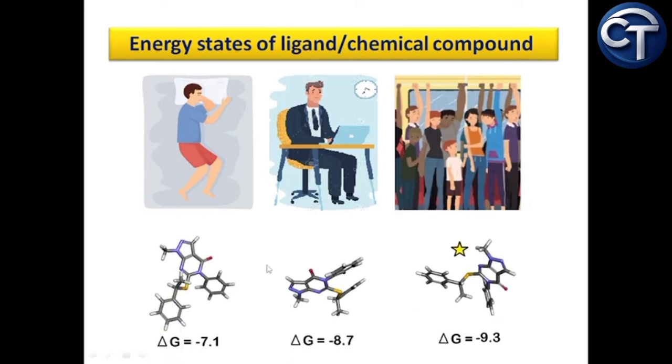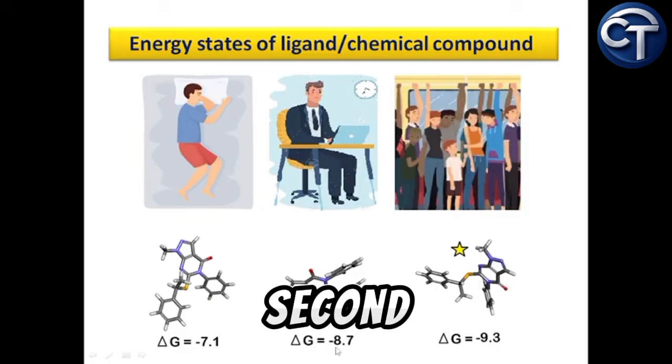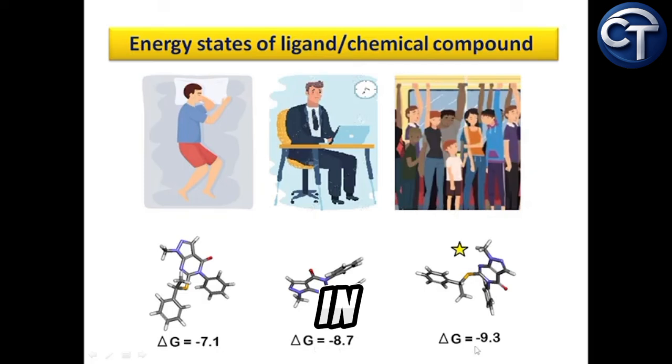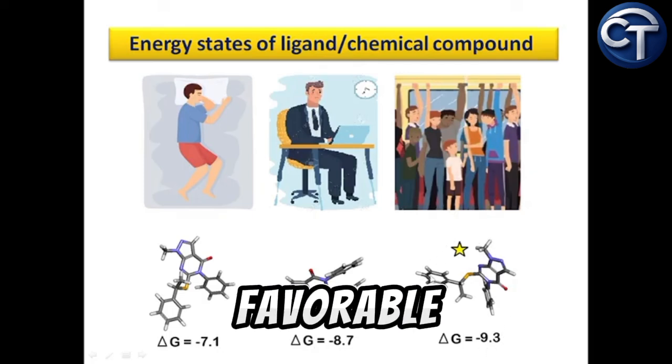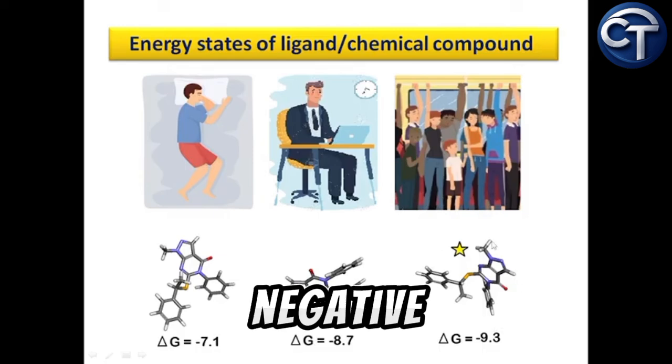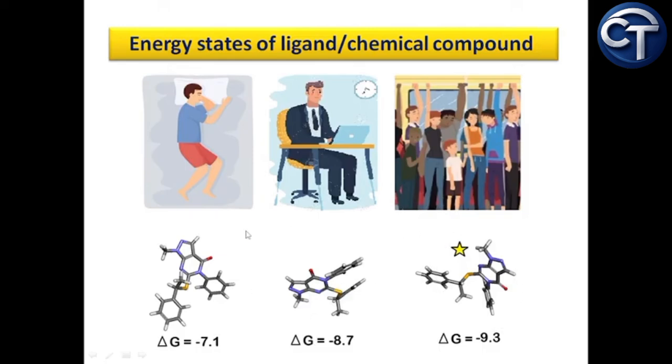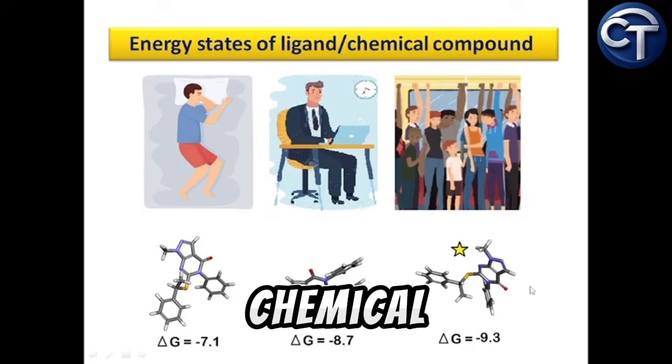You can see it is a ligand molecule, same molecule, but it has attained different poses. In the first pose, the delta G value is minus 7.1, in the second pose, minus 8.7, and in the third pose, minus 9.3. So this is the most favorable pose because the delta G value is more negative in this case. Okay, so this is about the pose of the chemical compound.